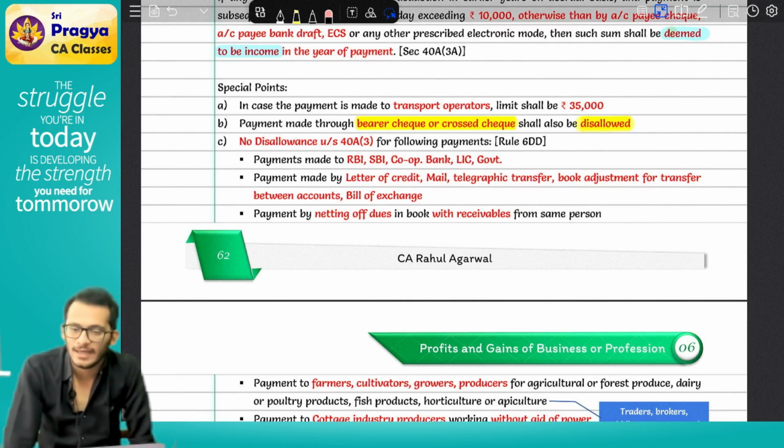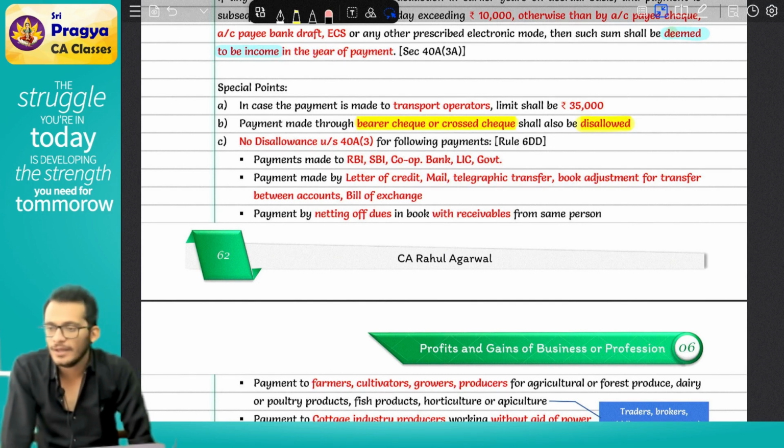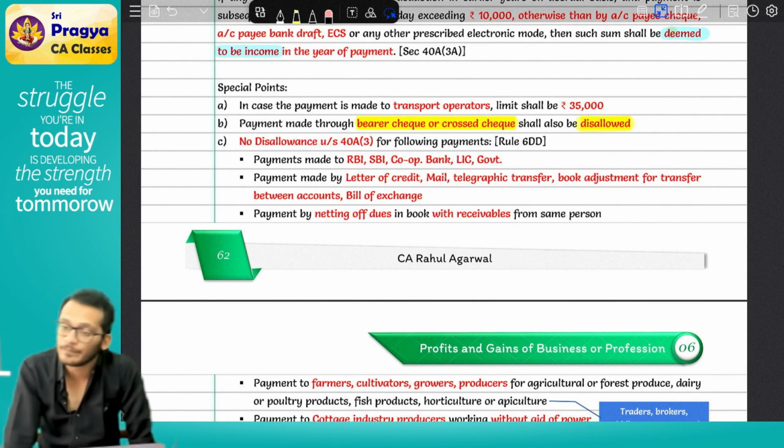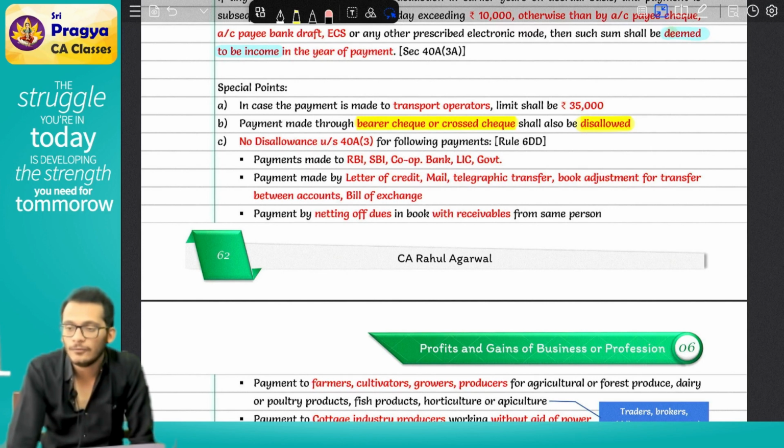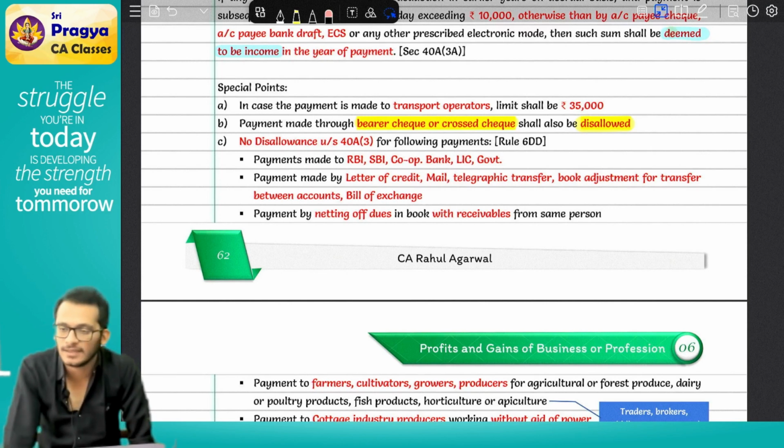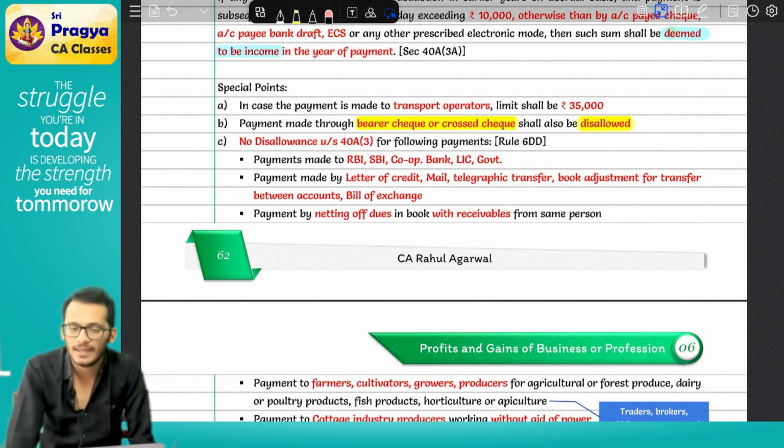Yes. Second. I am saying, Rahul, these are the following payments which are covered under Rule 6DD. If you follow these exceptions, you will not be disallowed. Look at the first item. It says payment made to RBI, SBI, Cooperative Bank, LIC, or government.